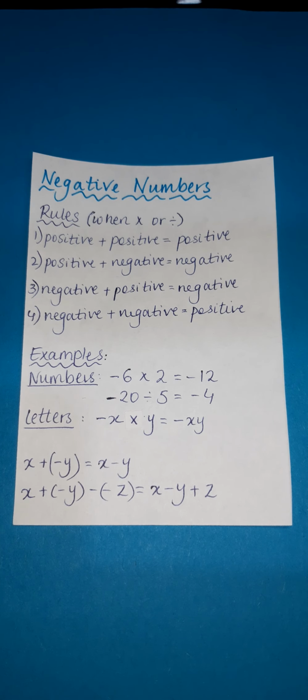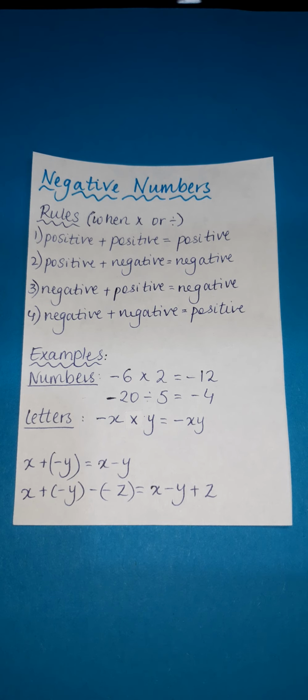So the first thing we're going to go through is the rules of negative numbers. Now we use these when we either multiply or divide numbers. So rule number 1, when we have a positive number with another positive number, we get a positive answer. Number 2, if we have a positive and negative number, the answer is negative. Number 3, if we have a negative and a positive number, the answer will be negative. So 2 and 3 are the same thing but just flipped around. And number 4 is if we have a negative and a negative number, which makes a positive.